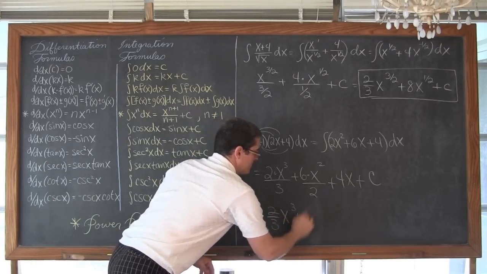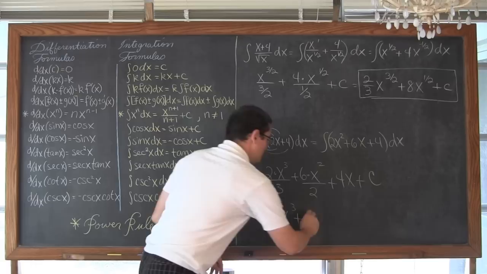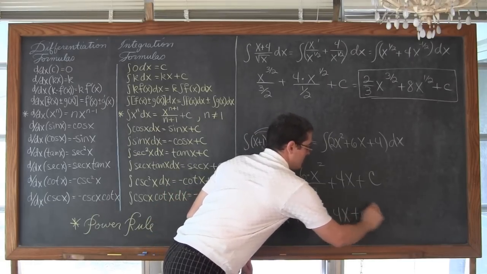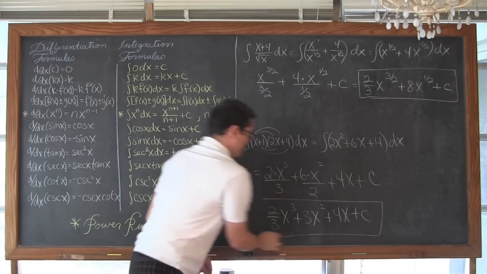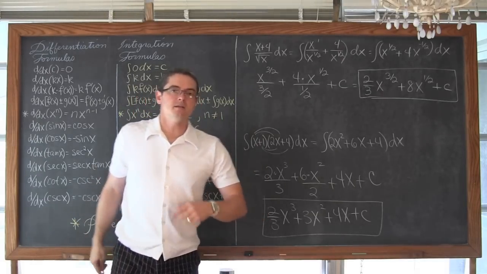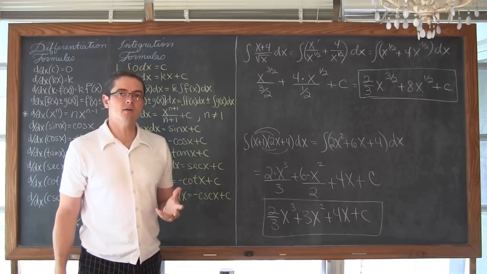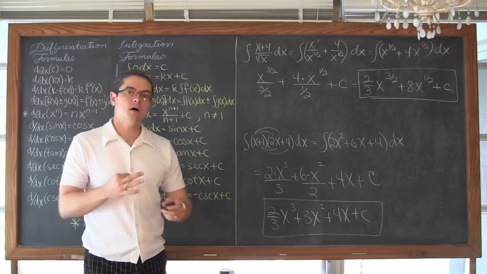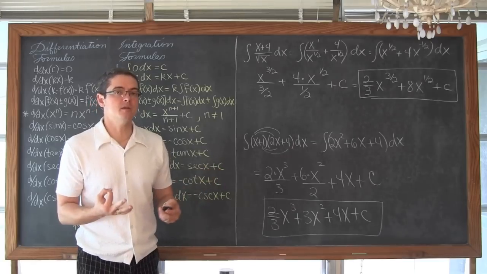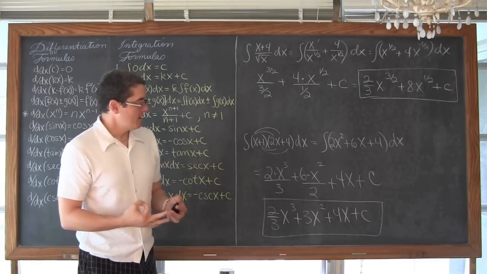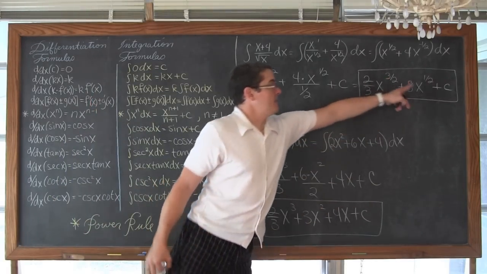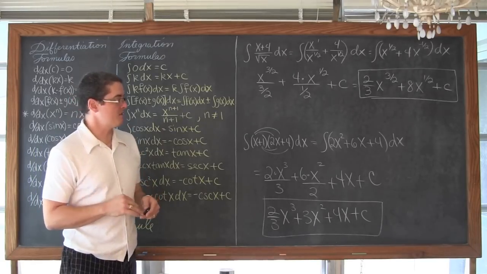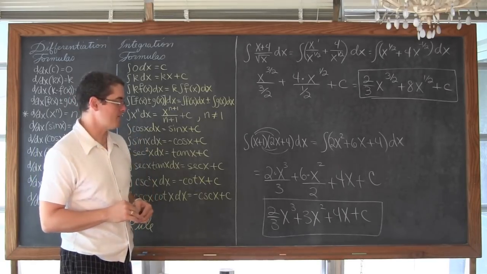x to the third plus 6 divided by 2 is 3, so plus 3x squared plus 4x plus c. Now, if you happen to be using, say, a TI-Nspire CAS version to check these problems, by telling it to just do the integral for you, it will not be adding the plus c at the end of these answers, so please be aware of that if you are attempting to check your work with those graphing calculators.